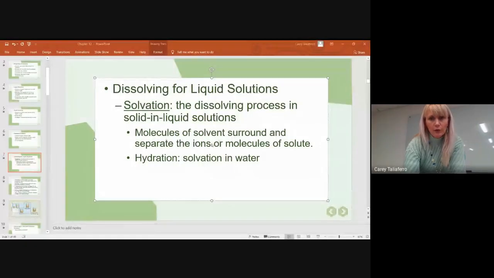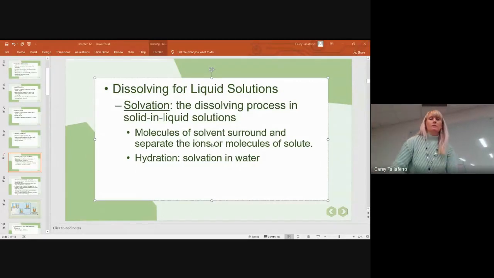But let's go back to the notes again. So the molecules surround the different ions and help to break them apart. Hydration is the specific kind of solvation that we're talking about right now. I'm going to give you the example of sodium chloride, because we're dissolving salt, sodium chloride, in water. That's called hydration. Stay hydrated, my friends.